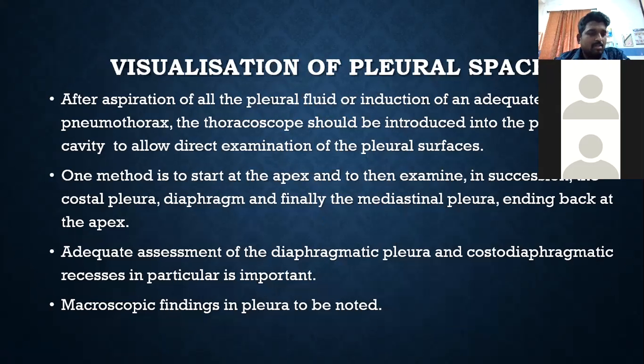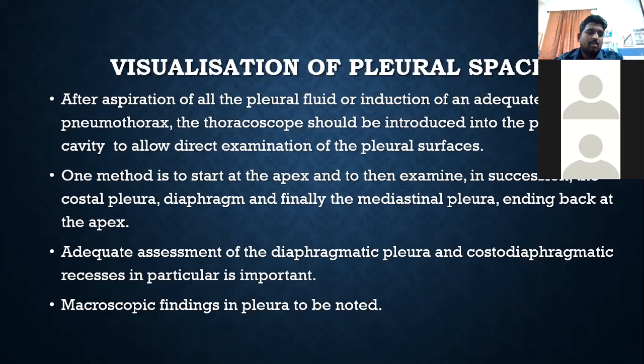You can choose any method. You can start from the apex, go to the costophrenic area and the diaphragm, or you can start from the costophrenic area and diaphragm and go to the apex. What I used to prefer is the costophrenic area, diaphragm, and then apex. Why? Because most of the time the indication for thoracoscopy is malignant effusion, and that is our experience and previous authors' experience also.